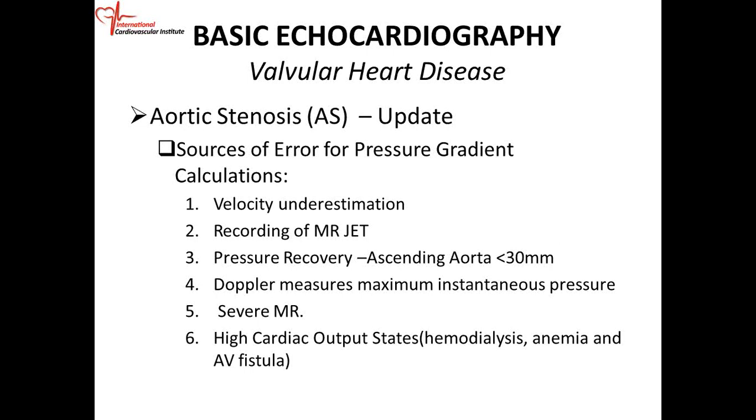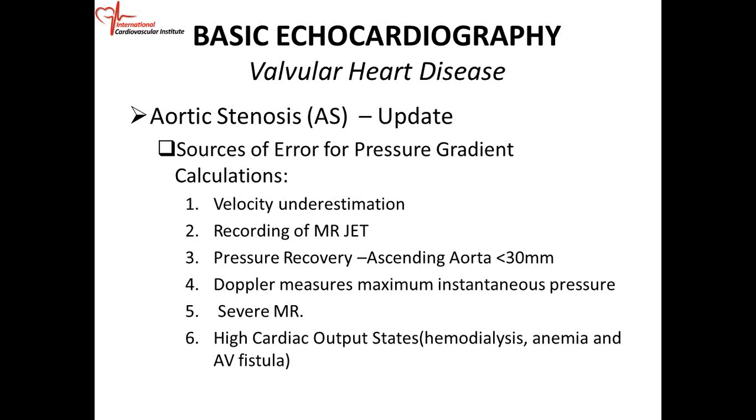If you have severe MR and the ventricle contracts, blood is going to go into the area of least resistance. So a lot of that blood is going to go back into the atrium. So you're not going to get a lot of forward flow across the aortic valve. So that velocity or that flow across the aortic valve is going to be lower, and hence the gradient is going to be lower. So you're going to get a falsely low gradient.